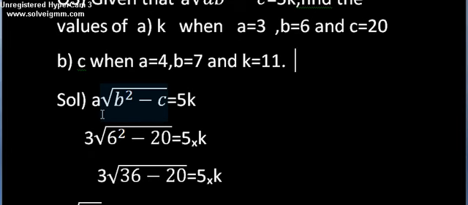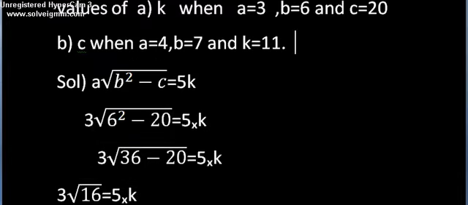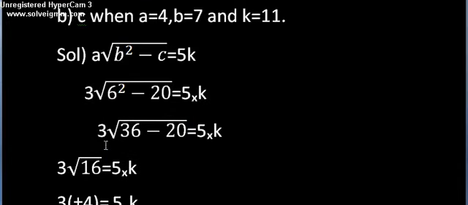So a equals to 3. After putting the values, it will become 3, b equals to 6 and c equals to 20. So after simplification, it will become 3, 6 square equals to 36, 20 as it is, 5k. So 36 minus 20 equals to 16, 3 square root of 16 equals to 5k.